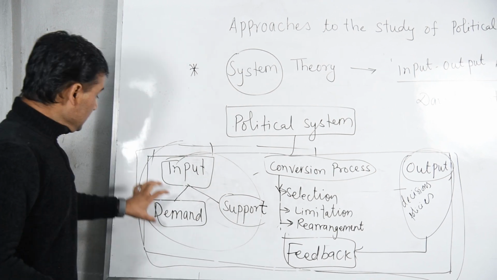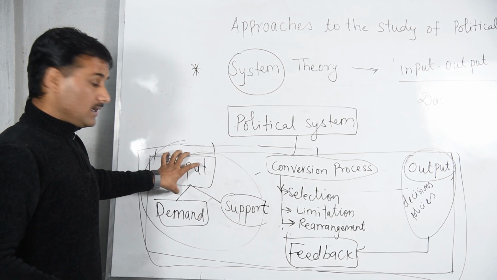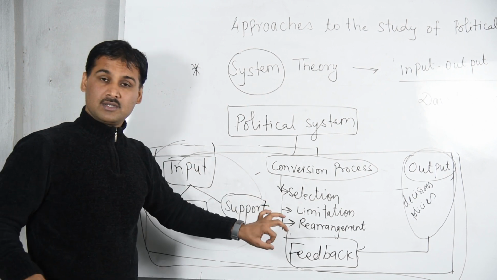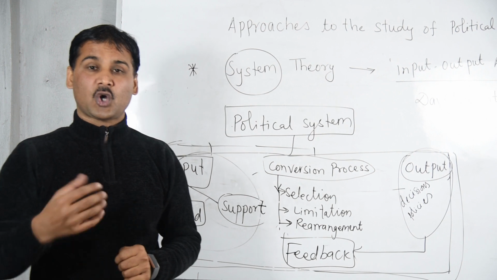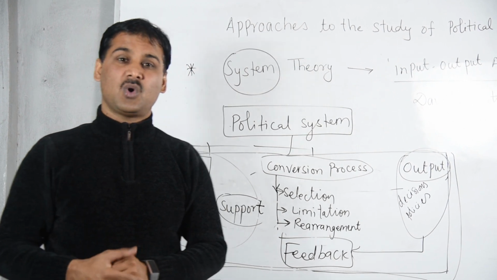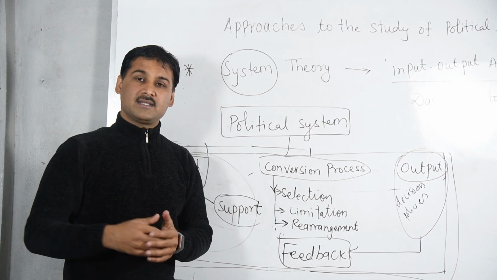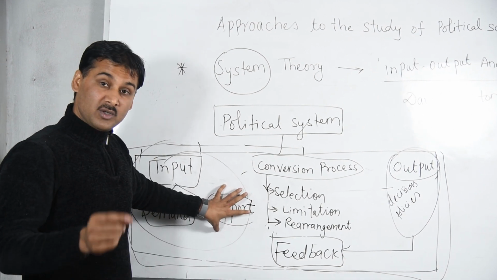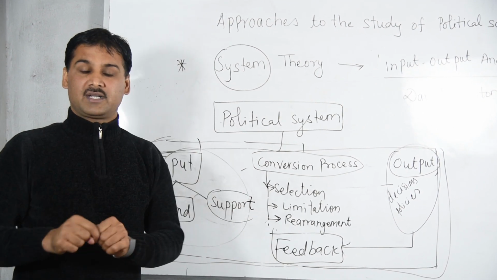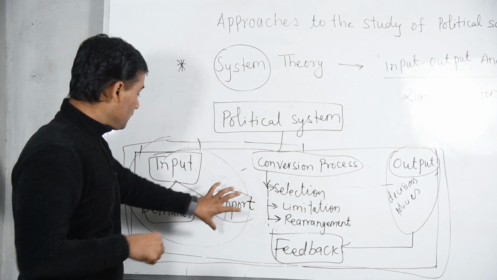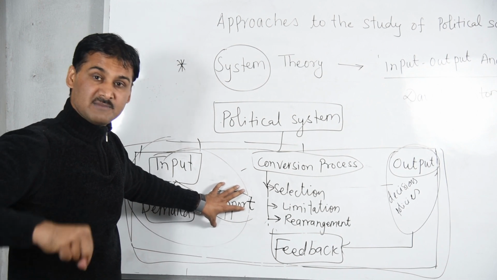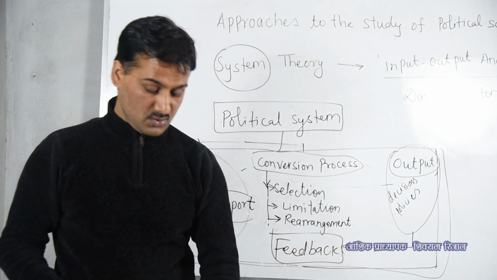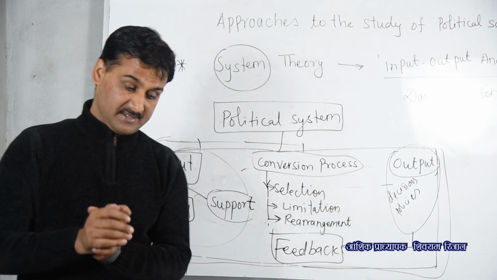So inputs have two categories: demand and support. Demands mean the opinion, the call for change, a call for action, or the actions that are requested of the authorities. Support is from the political environment. Support is generally taken as input simply because it helps the authority to take action, to do activities.